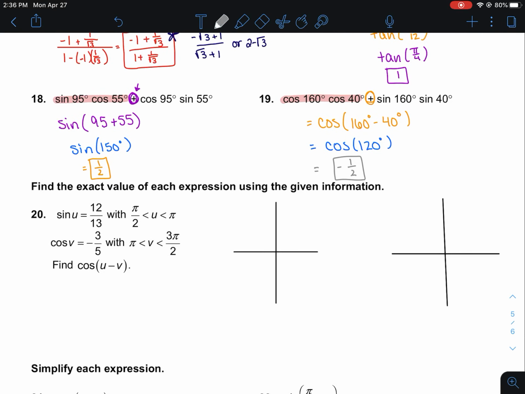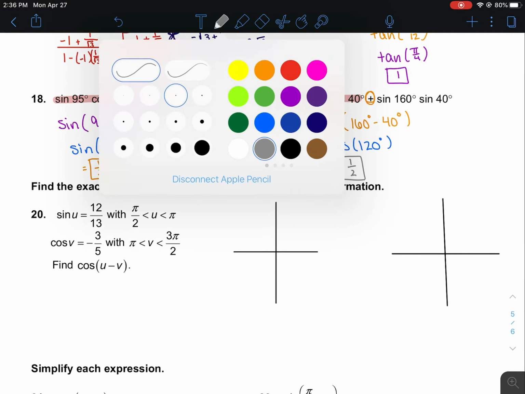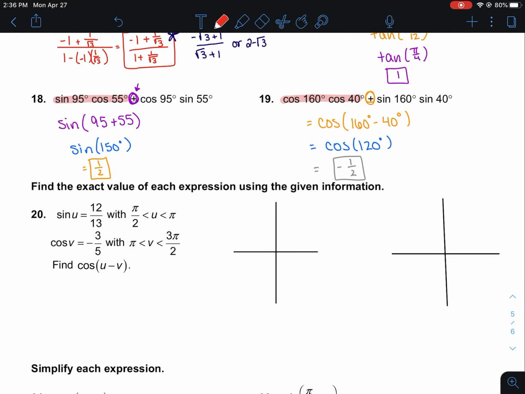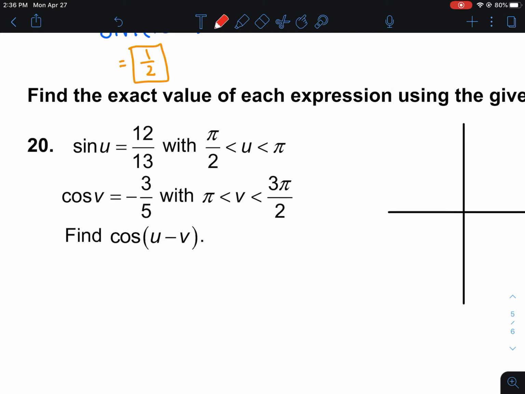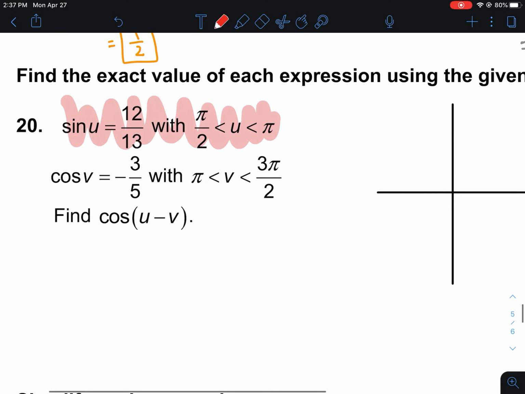Okay. All right, number 20. In order to look at number 20, we actually need to draw a couple pictures here, just like we did on number 1. So our first piece is talking about the sine of u, so I'm going to draw one picture for u, and then the second piece is talking about the cosine of v, so I'm going to draw a second picture for v.